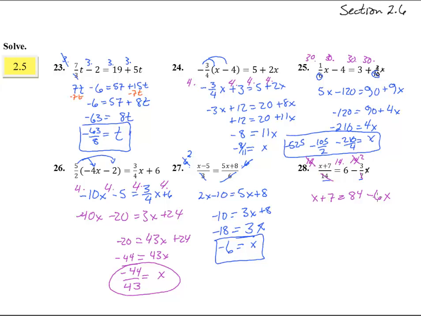Let's get the x's together. Add 6x over here. Subtract 7. We get 7x equals 77. Divide by 7, and we get x equals 11. Good.